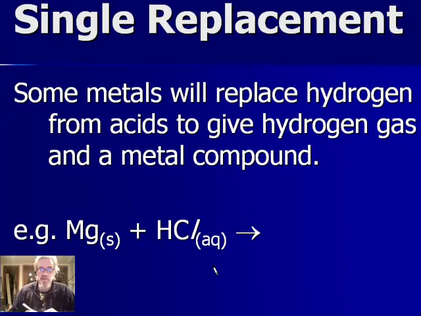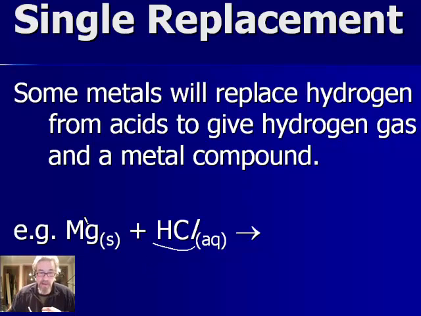Another exception is that some metals will replace hydrogen from acids to give hydrogen gas and then a metal compound. So here's what an acid is. An acid starts with H. It's a molecule that starts with H. We'll define acids in more detail later on, but for now that'll work. A molecule that starts in H, we'll recognize that as an acid for now.